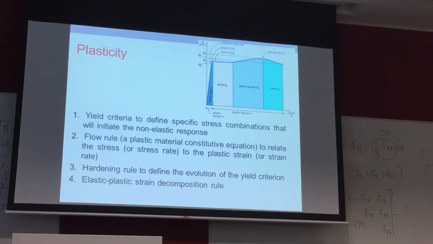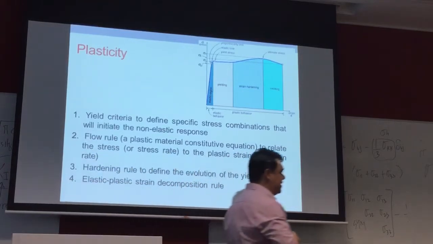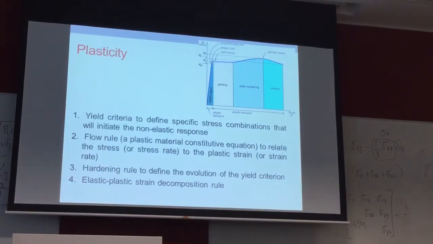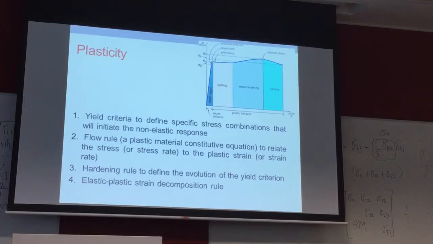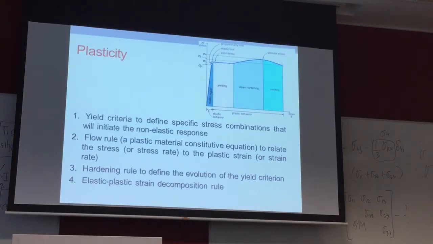1, yield criteria. Yield criteria define specific stress combinations that will initiate the non-elastic response. Elastic response, of course, is before that yield, and after that, of course, plasticity. So we have to have a yield criteria. When will your material yield? That's the question.